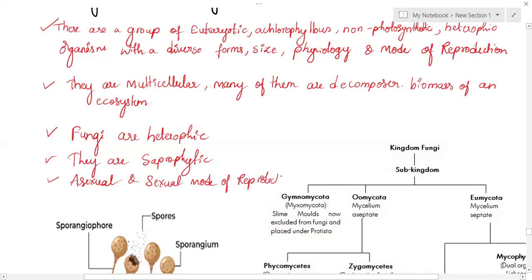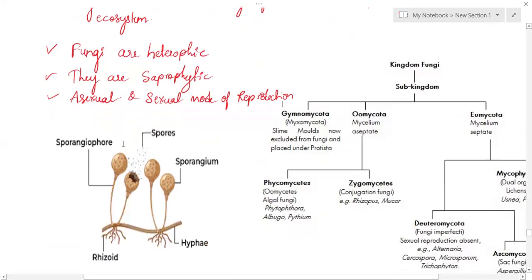Okay, these are the simple points which are more than enough to describe the fungi. This is eukaryotic, nothing but multicellular. Many of them are decomposers. They help the biomass of an ecosystem to be maintained. The fungi are completely heterotrophic, means they are not able to prepare their own food. They are dependent on other organisms for food, dependent on the saprophytic mode of nutrition, where they live on dead and decaying organic matter, and the reproduction is by asexual and sexual modes.